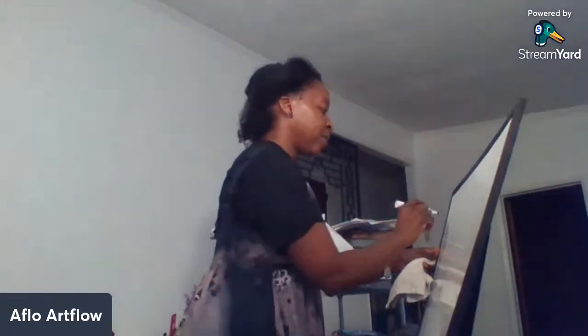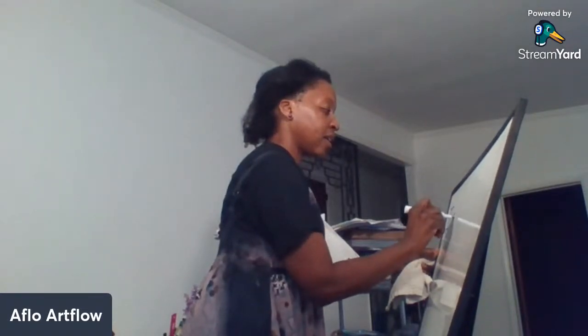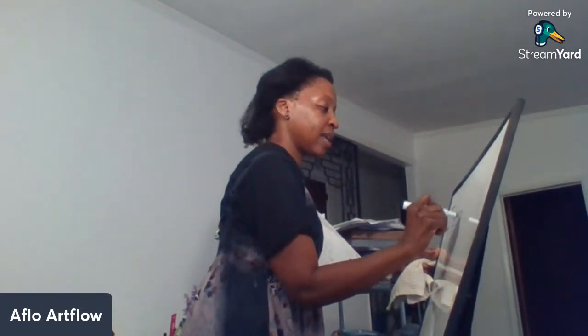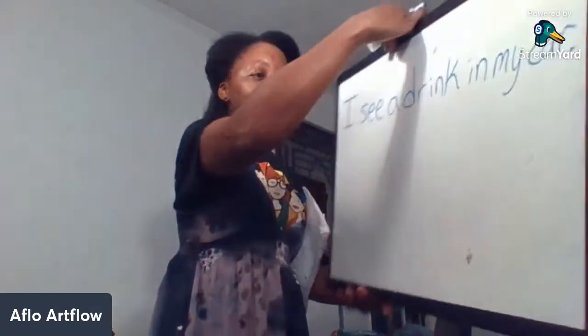Next sentence, homework sentence, I see a drink in my car. I'm going to go ahead and write it over here. And if you would put that sentence in the chat. I see a drink in my car. This board was just long enough for me to write that. Excellent. Beauty by Esther. I see a drink in my car. That was super fast. So proud of you. Good job. That is written correctly.